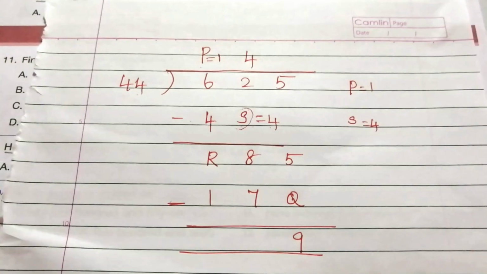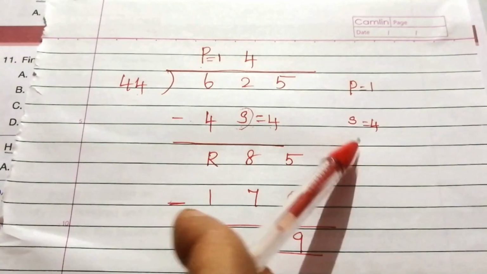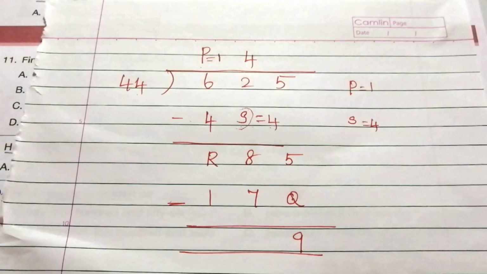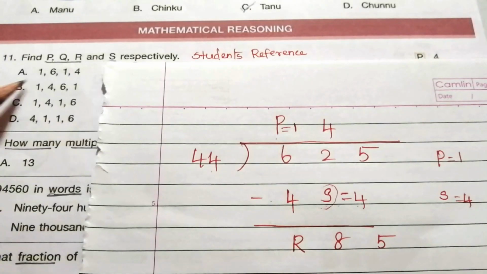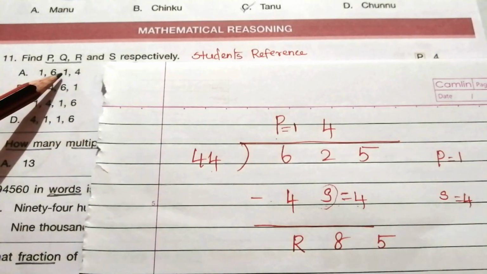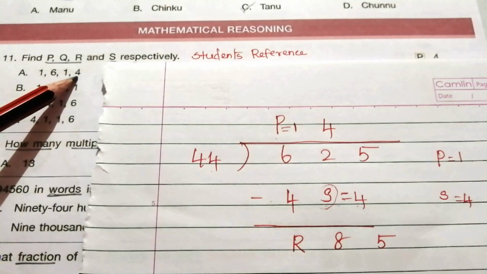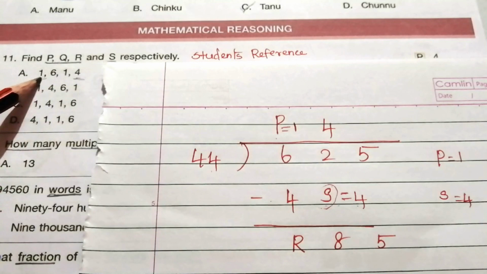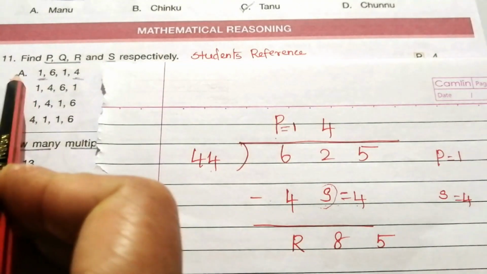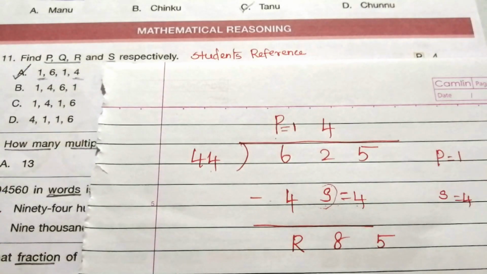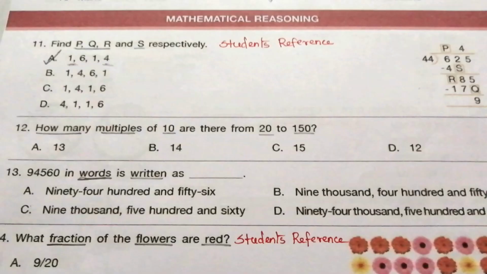So first we will check these two answers in the given options. And the first one is P, Q, R, S: P1, S4. So the answer is A. The other three options are wrong. So we can stop here. No need to check further.